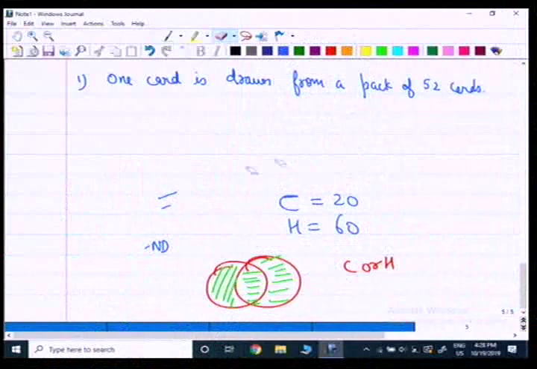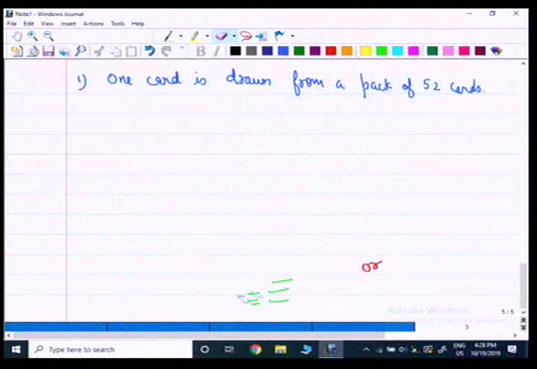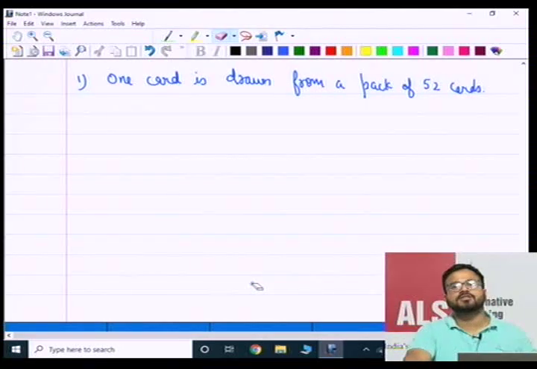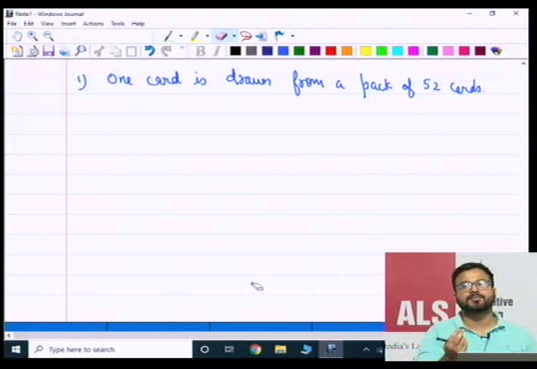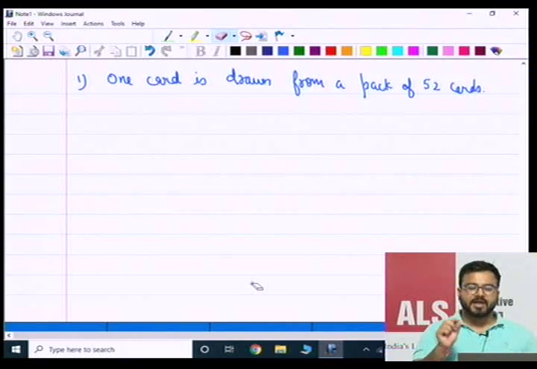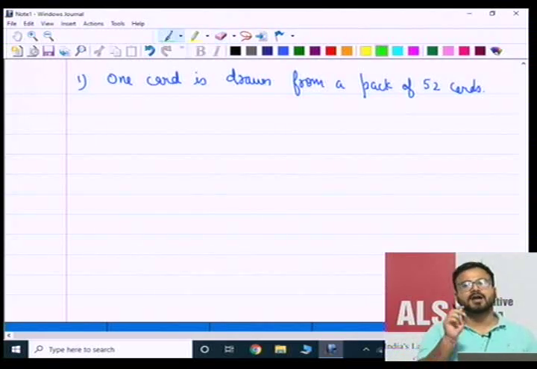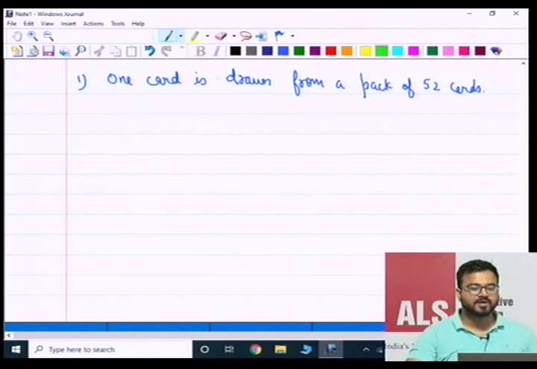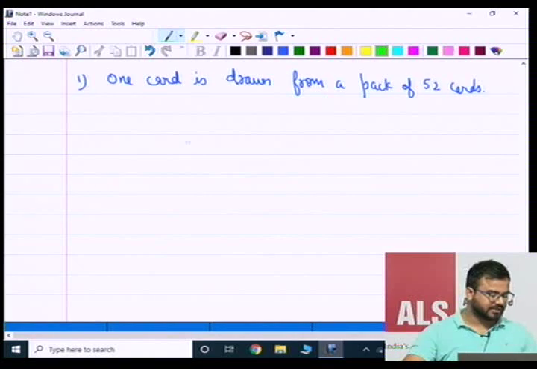So the question is one of the... and you can see that in all of the questions we are doing, one number is picked, one card is drawn. Why? Because if two cards are picked or two numbers are drawn, there will be so many outcomes, and that concept you will study in the 11th class. So in the 10th class, all the questions will include one card picked, one number drawn. So one card is drawn from a pack of 52 cards.